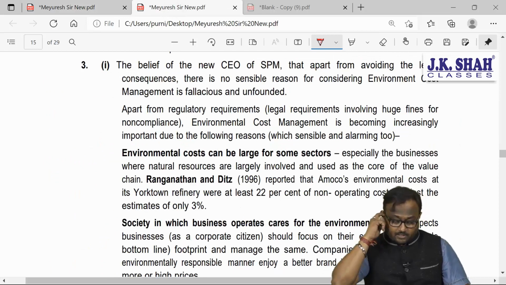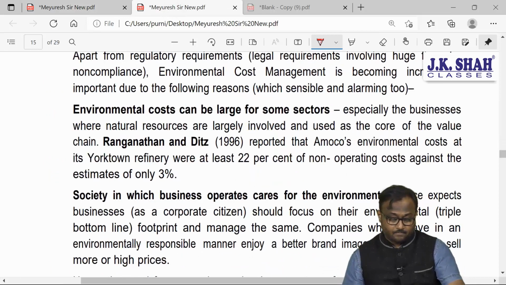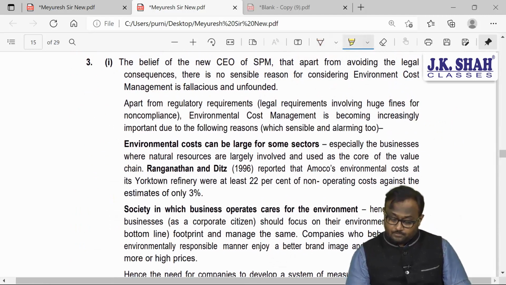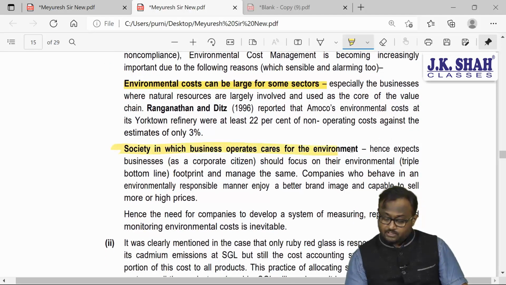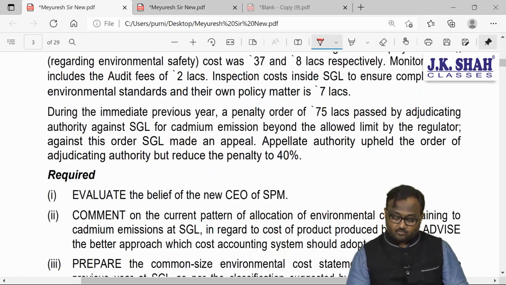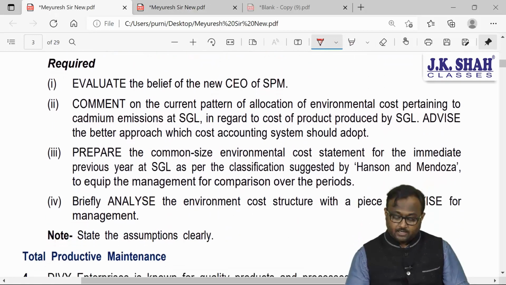So, the first part. Environmental cost can be large for some sectors. Society in which business operates cares for the environment. So, we need to develop a system of measuring, reporting and monitoring environmental cost. We need that system. It is inevitable, unavoidable. So, of course, we don't agree with what the new CEO has said.